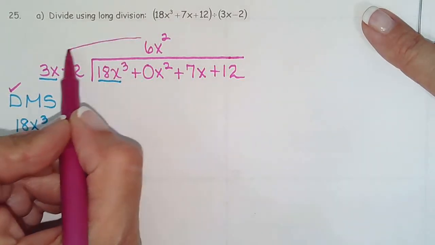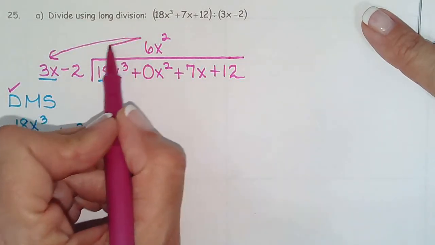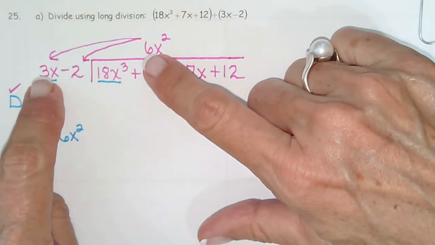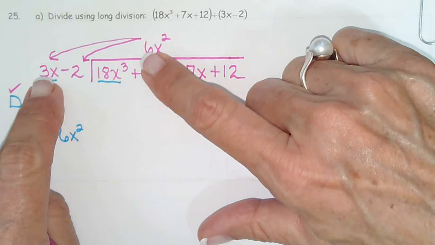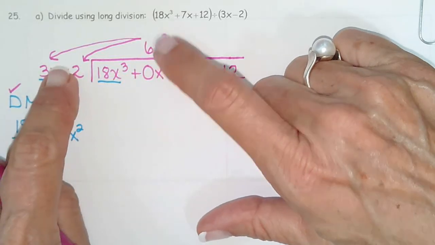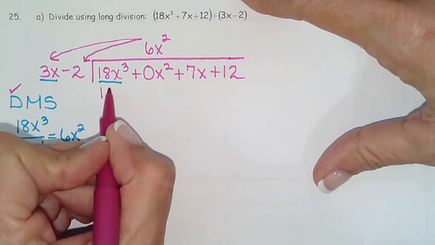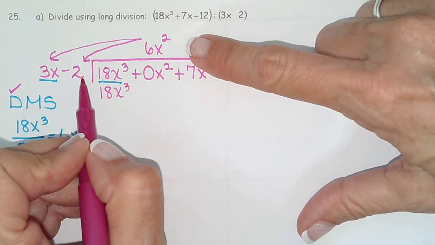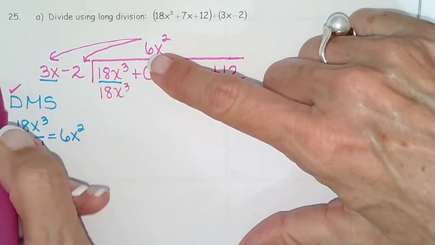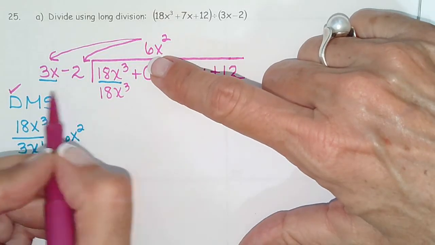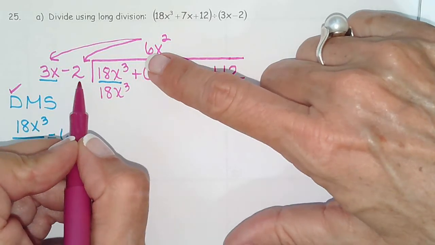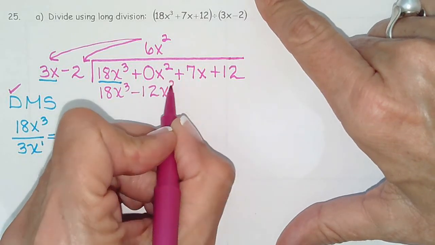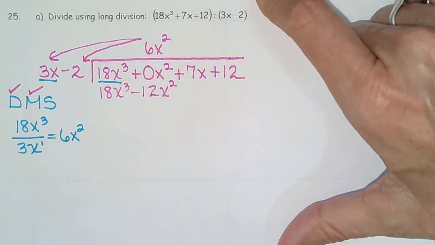Now I multiply. So we have 6x squared times 3x, which would be 18. Add your exponents, 1 plus 2, x to the third. And then we have to multiply it by the other term as well. If there's 5 terms up there, you have to multiply all 5. We just have 2. Negative 12x squared. Okay, multiplication's done for the first time.